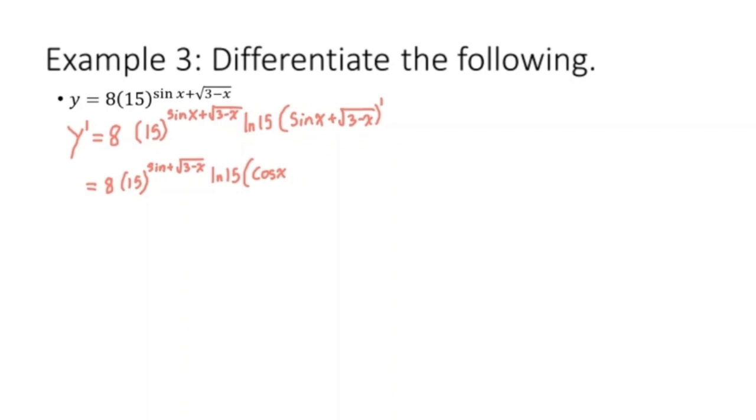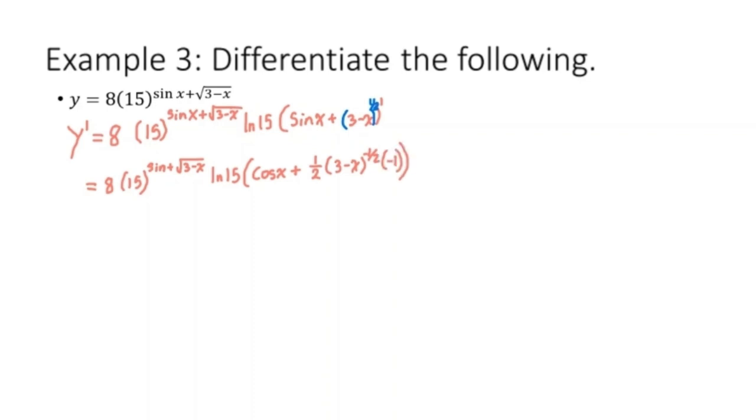The derivative of sine x is cosine x. Then we take the derivative of the square root of 3 minus x. Before we do, we can rewrite our radical as a 1/2 power. And from there, we would take the derivative using chain rule. First, applying the power rule, we would have 1/2 times 3 minus x raised to the negative 1/2. Then through chain rule, we have to multiply by the derivative of 3 minus x, which is negative 1.